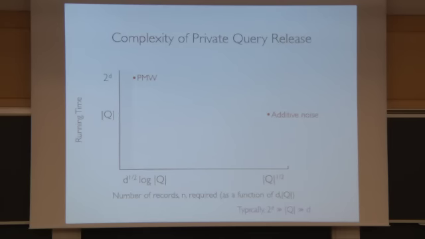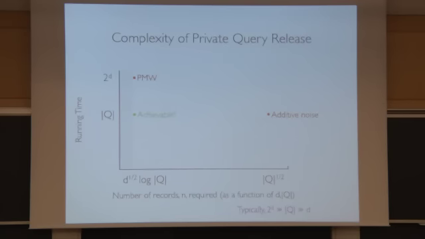Why do I put private multiplicative weights so much higher? The reason is because typically I will think of the set of queries as smaller than 2 to the d. 2 to the d is a lot of queries. You probably don't have time to ask 2 to the d queries. OK, so this is exponential running time, even for kind of a modest number of simple queries. And I don't like that.